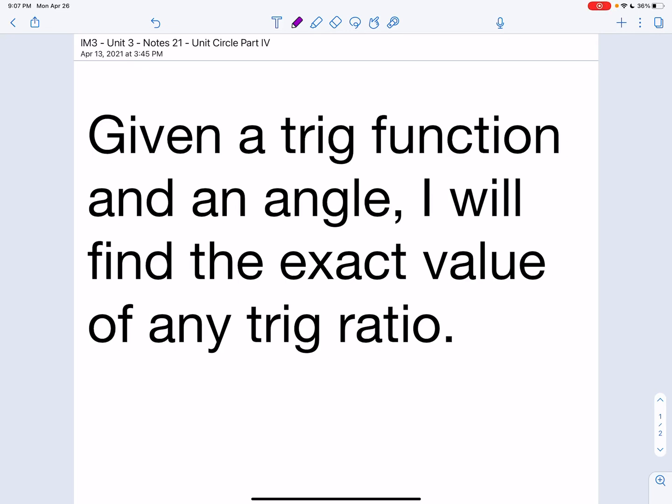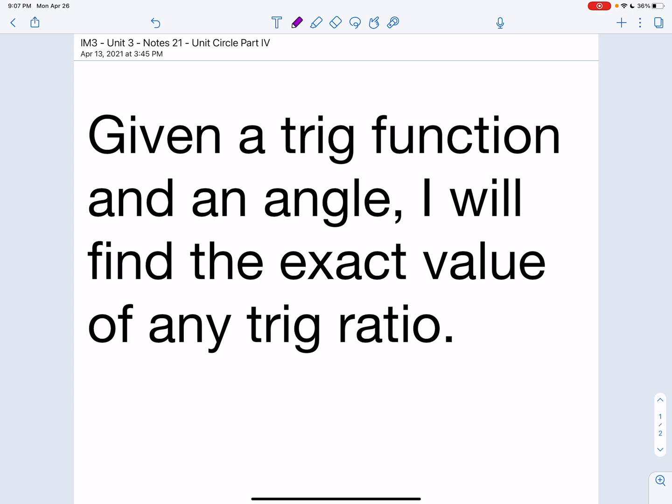Hey everyone, this is Unit 3 Notes number 21. We're pretty much wrapping up the unit circle here. By now you've had at least 3 or 4 occasions of practicing that unit circle, right? Actually, you've had like the entire semester to really practice trig functions. So today's another day to really strengthen that.